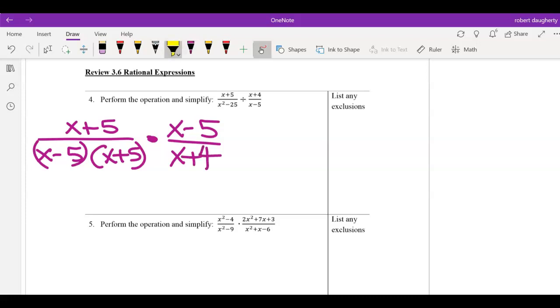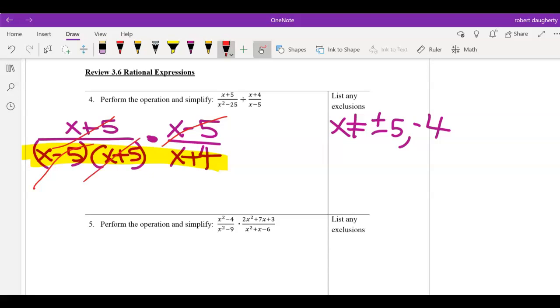Now, before I do any simplification, let's look and see what my exclusions are. X cannot be plus or minus 5 or negative 4. So those are the exclusions. Now, is there any simplification? Yes, x minus 5 over x minus 5 is 1. X plus 5 over x plus 5, that's 1. This final answer is 1 over x plus 4.